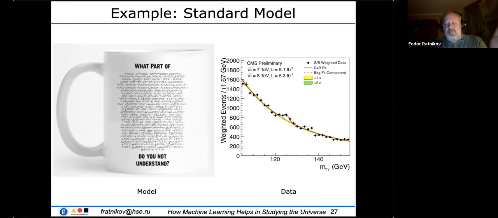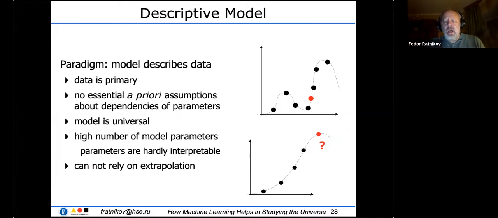Here is a particular example of this: that model. It is our standard model, and for example, the observation of the Higgs boson. The machine learning model is very different. It is a descriptive model, and the paradigm is opposite. Now the model describes data. So data is primary, and the model is built on top of that to describe those data. We have no essential a priori assumption about dependence of parameters. Such models are universal, as there is no assumption.